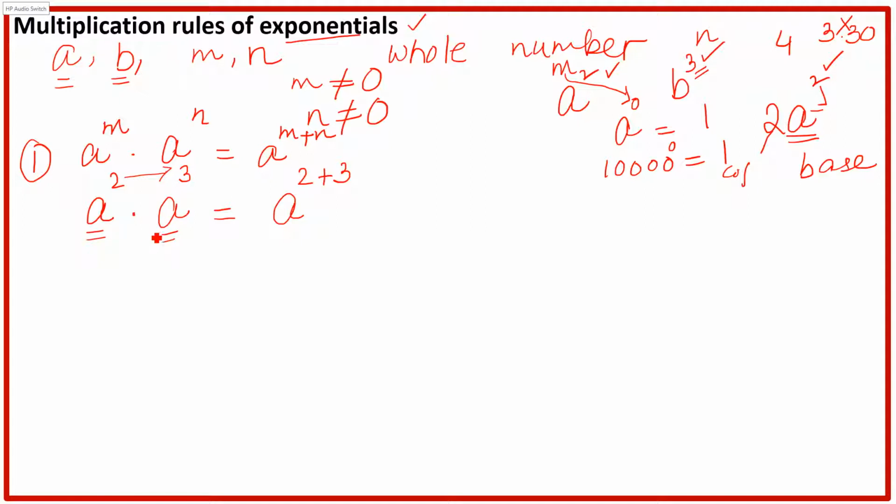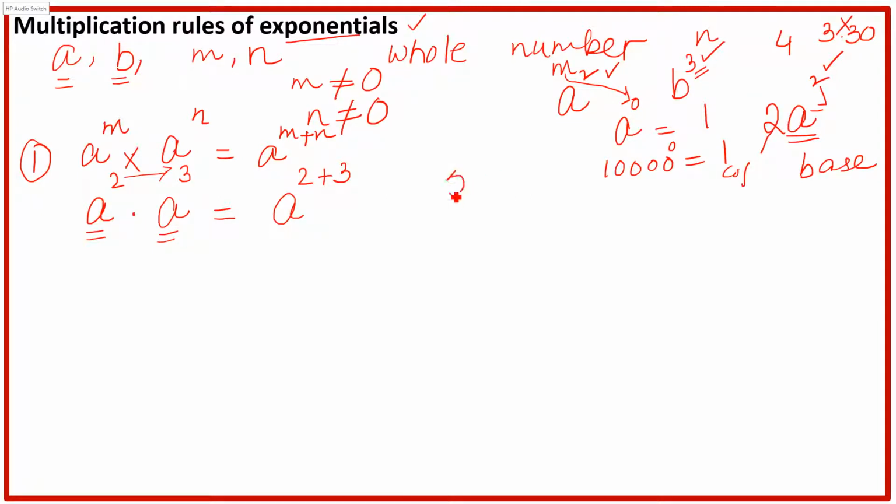The base should be the same. If the bases are the same, you can add the exponents. So this is the first multiplication rule: A exponent M, multiplied by, and there is the multiplication sign, dot means multiplication, A exponent N. M and N, again, are the exponents or powers, while A and B represent the bases.